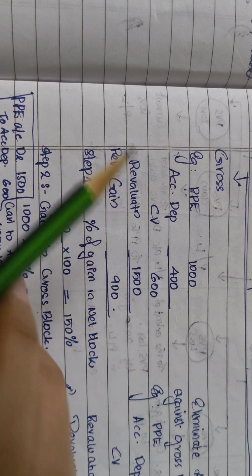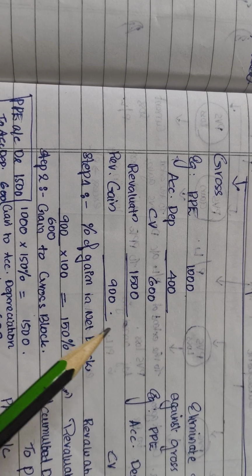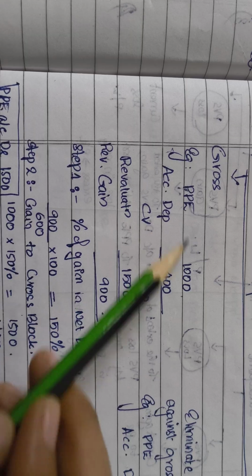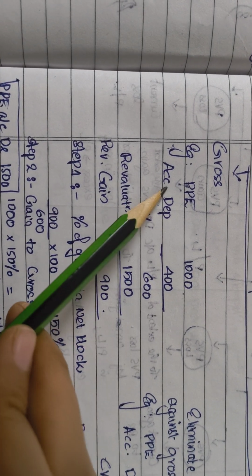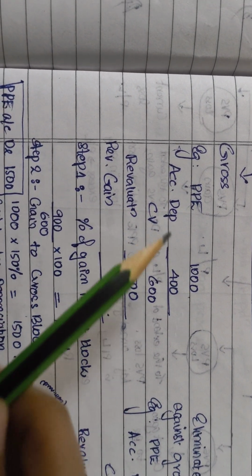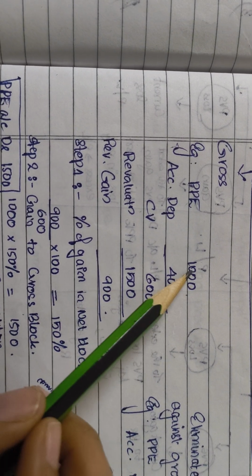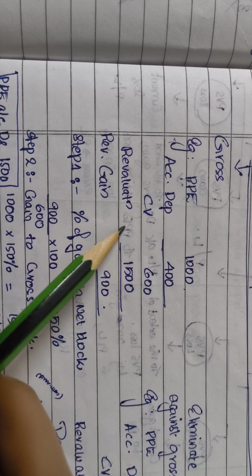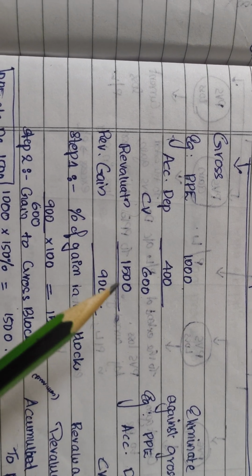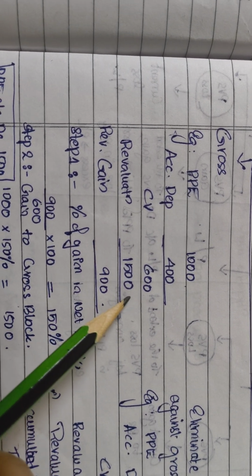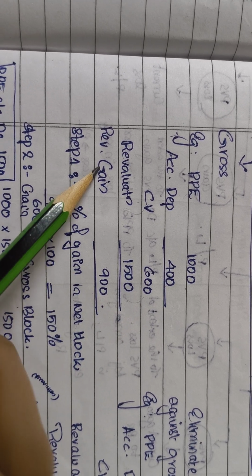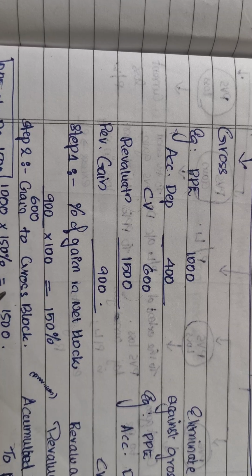In the gross method, we will not eliminate the accumulated depreciation. Let's see what we do here. So the PP is valued at 1000 and there is accumulated depreciation of 400. What will be the carrying value of the asset? 1000 minus 400, 600. And on revaluation, the figure becomes 1500. So the carrying value is 600 and on revaluation, you see 1500. So there is a revaluation gain of 900.